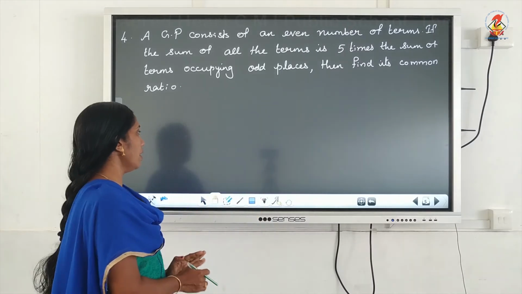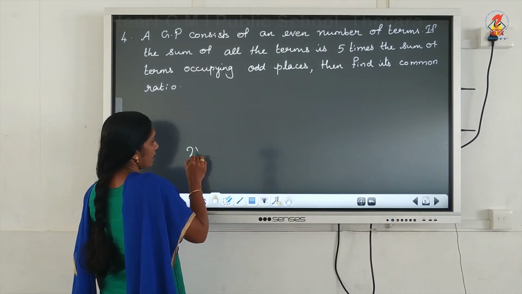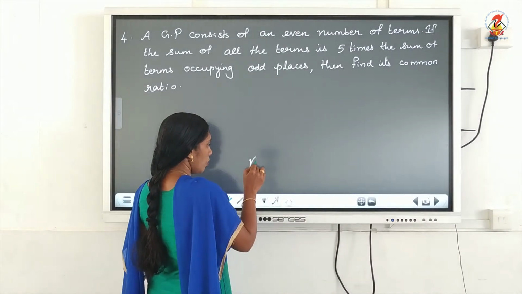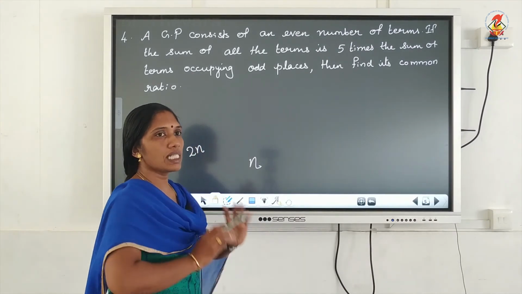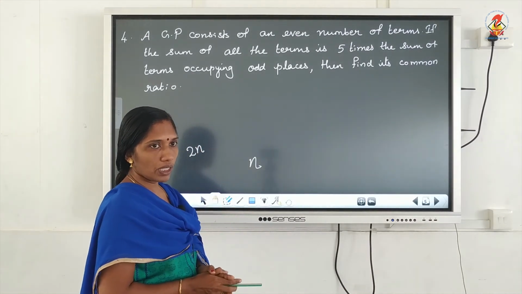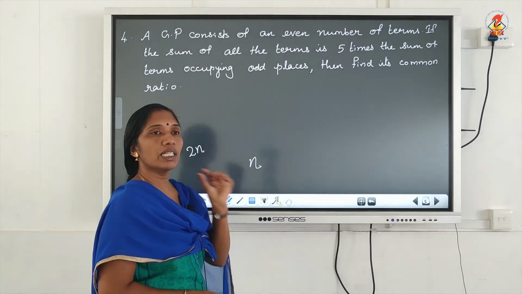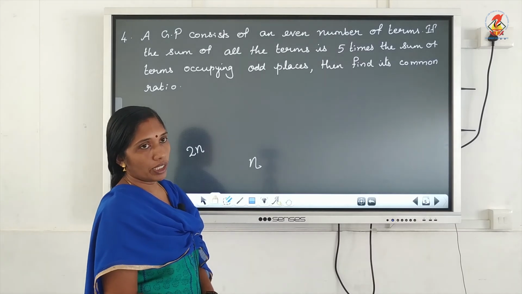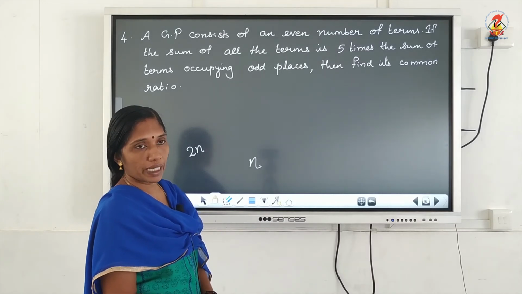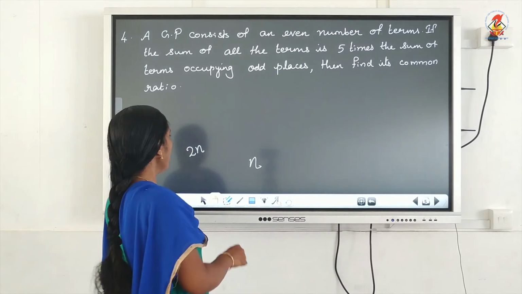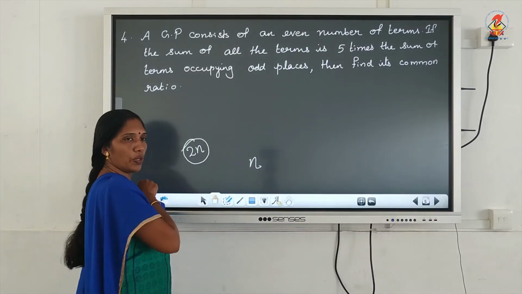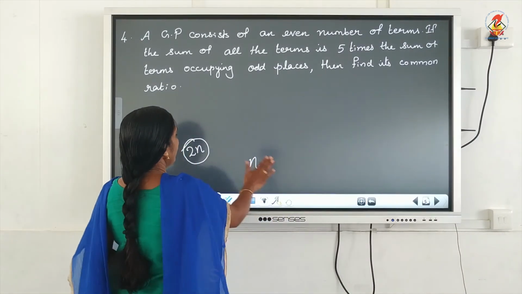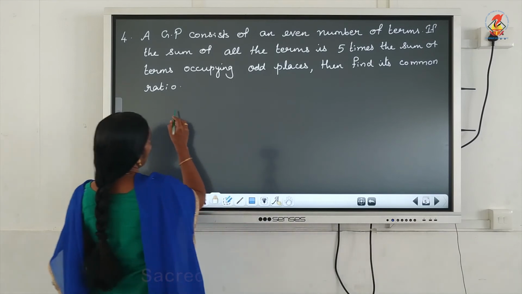Usually an even number of terms we take as 2n terms. We can't take the number of terms to be n, because n means it is not necessarily even. 2n, a number into 2, is always an even number. Isn't it? 1 into 2 is 2, 5 into 2 is 10, that's an even number. So an even number we always take like this, 2n. An odd number we can take as 2n plus 1. So here, let the number of terms be 2n.